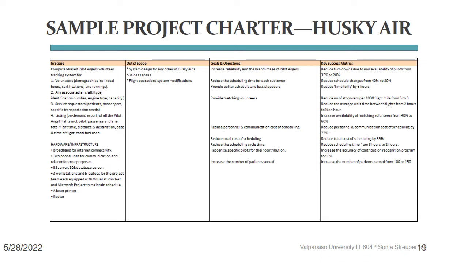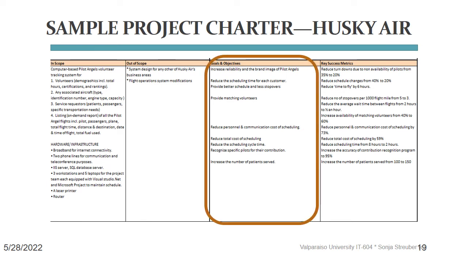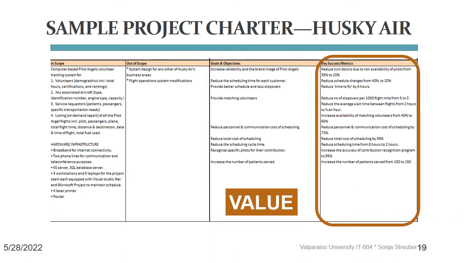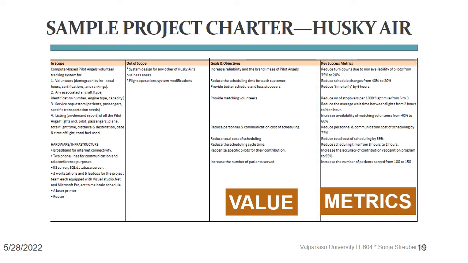The two columns on the right side give us our success metrics. In the goals and objectives column, we define what project success looks like. That is, what kind of value are we going to deliver with our project? On the right side, we are specifying what we are going to measure and what our number targets are, so that we can prove that our project has generated value and is successful.